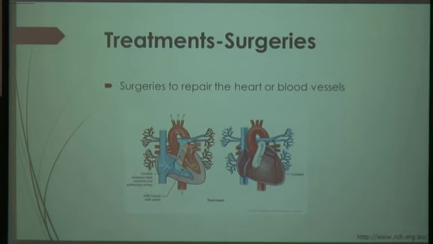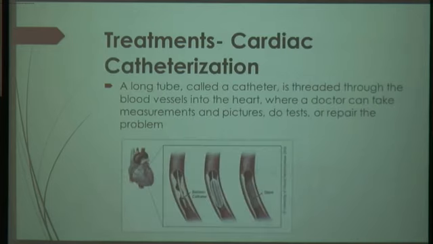And sometimes we can also use another type of method called cardiac catheterization. It's basically a long tube called a catheter. It will be inserted through the blood vessel into the heart. It's a very small tube, so it can go through this blood vessel.